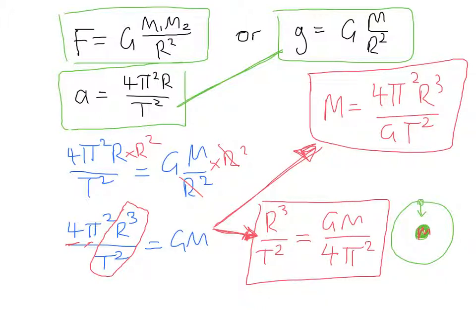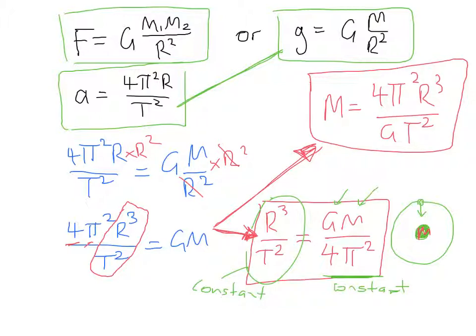If we look at this equation here, on the right-hand side the mass of the central object won't change. The universal gravitational constant won't change, pi won't change, and 4 won't change. So all of this on the right-hand side is a constant, which then tells us that this ratio of r cubed over t squared will also be a constant for any satellites orbiting a particular body.